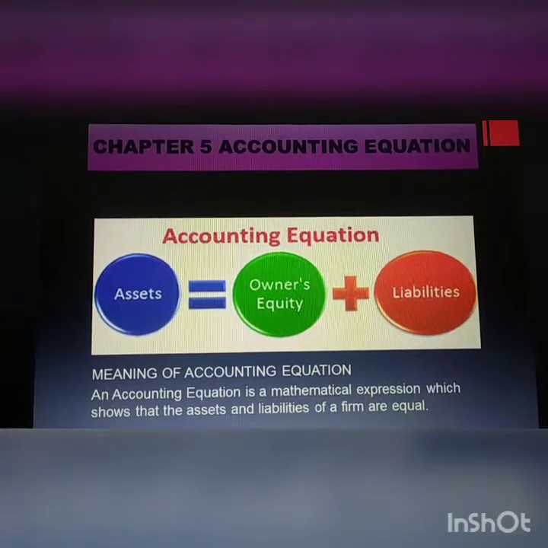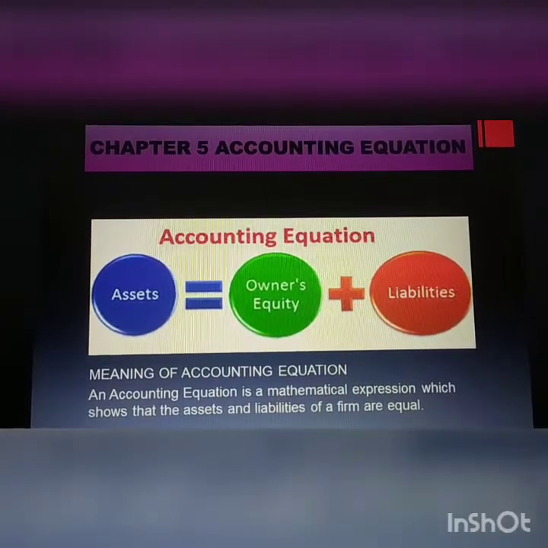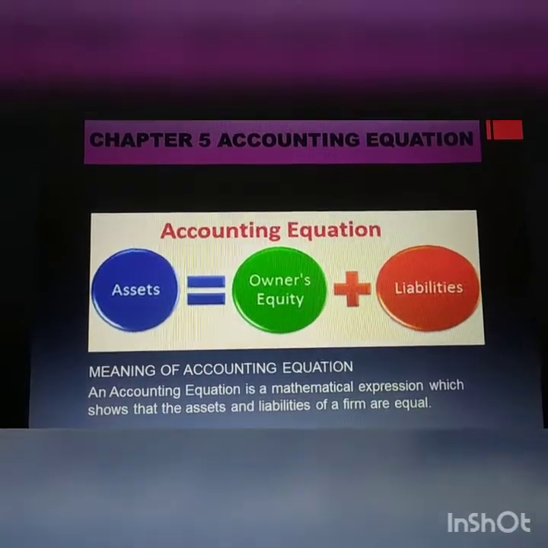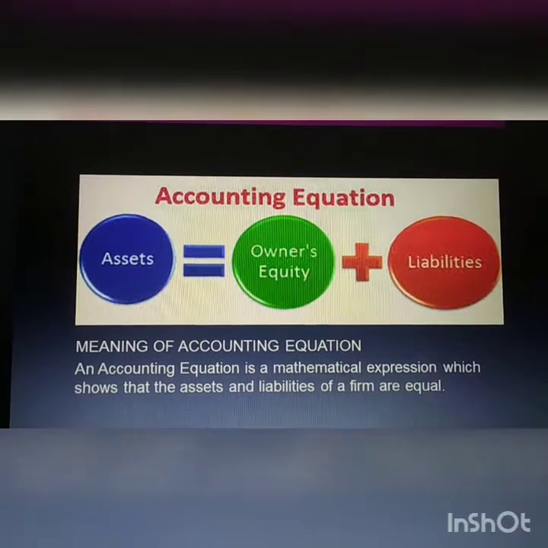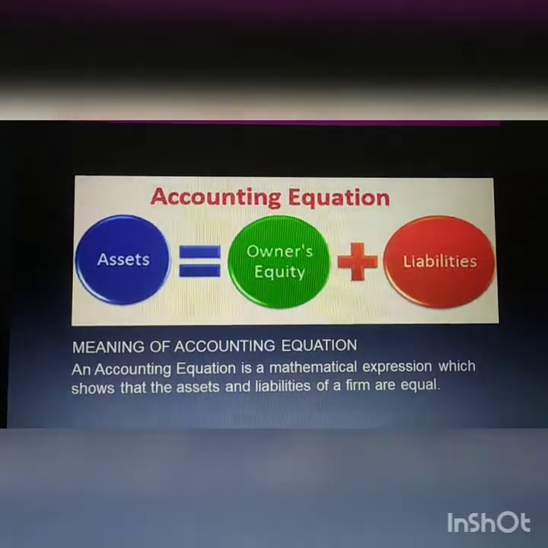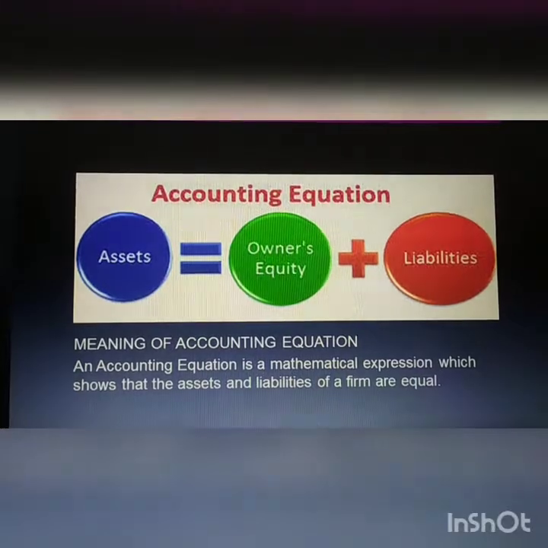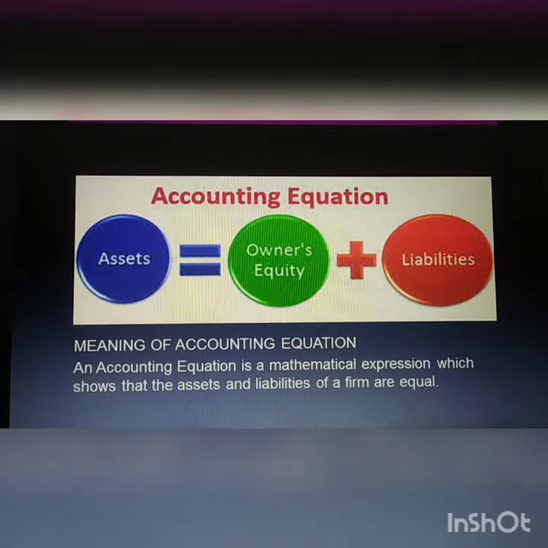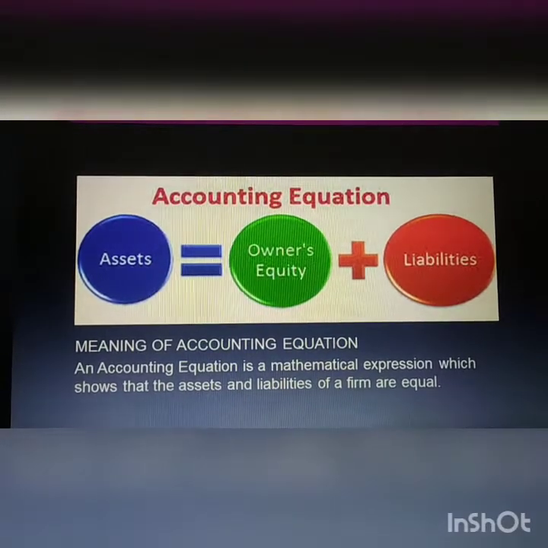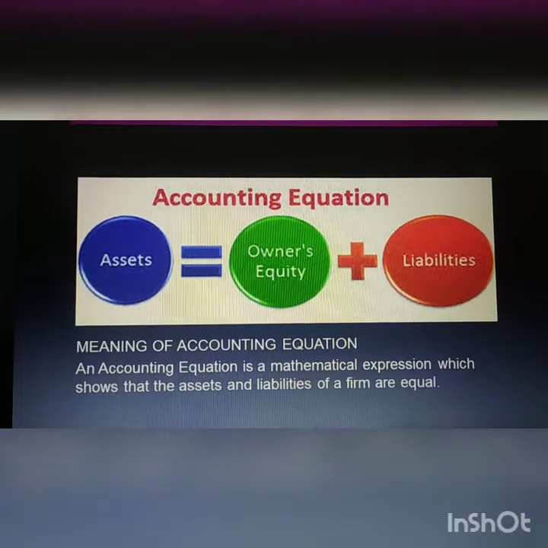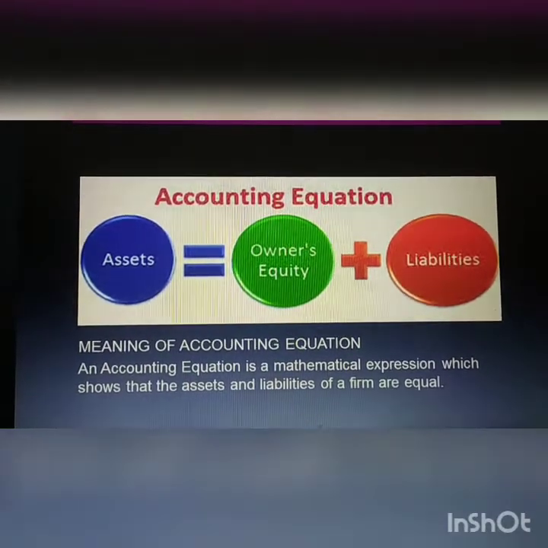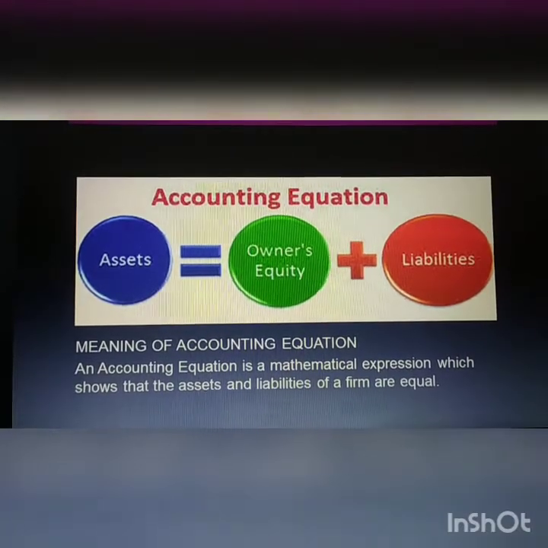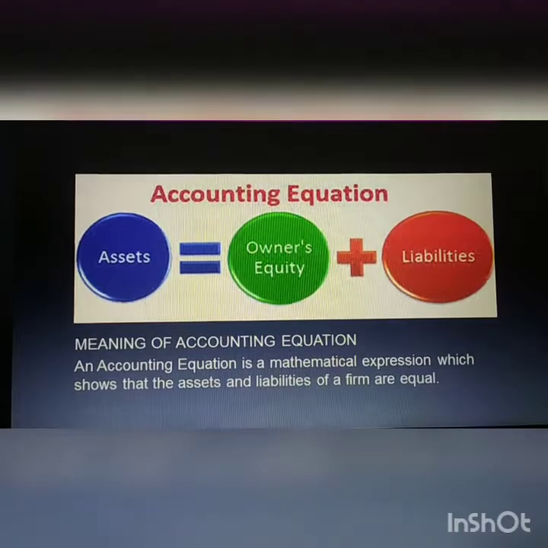So accounting equation states that the sum total of owner's equity and liability should be assets. Here you can see the meaning. An accounting equation is a mathematical expression which shows that the assets and liabilities of a firm are equal. Yes, both the sides LHS and RHS should be equal. Asset should always be equal to owner's equity, that is your capital only, plus liabilities.